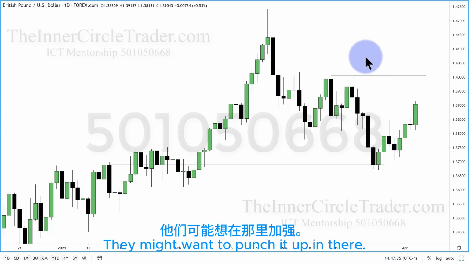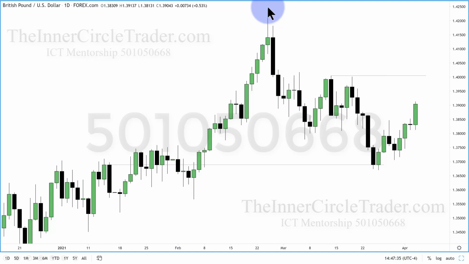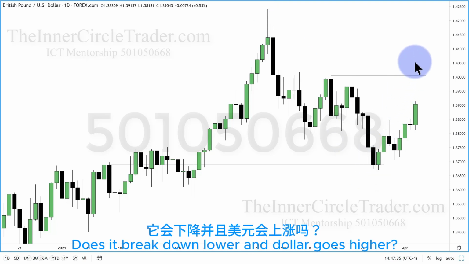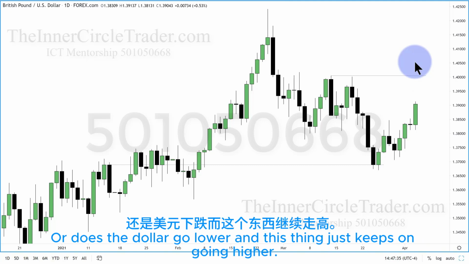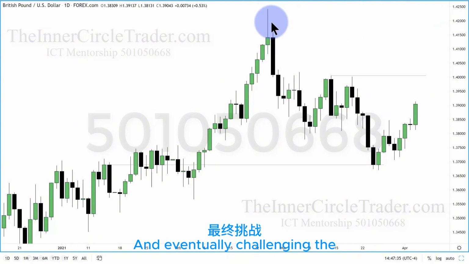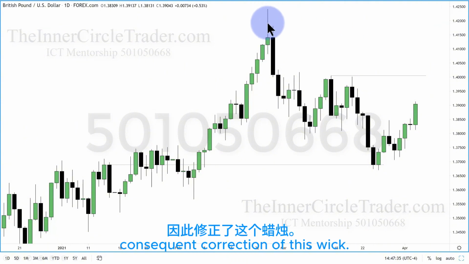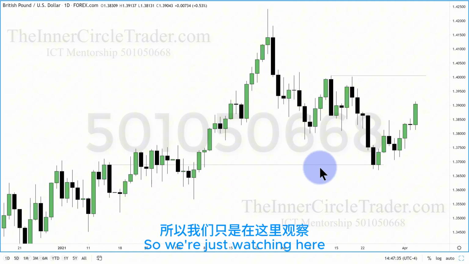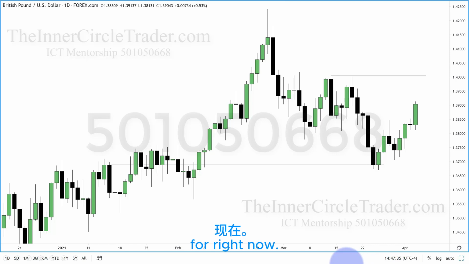They might want to punch it up in there so we could still see a high, low, run up in there. And then we'll see, does it break down lower and dollar goes higher, or does the dollar go lower and this thing just keeps on going higher and eventually challenging the consequent encroachment of this wick and then the old high. That I don't know yet. So we're just watching here for right now.